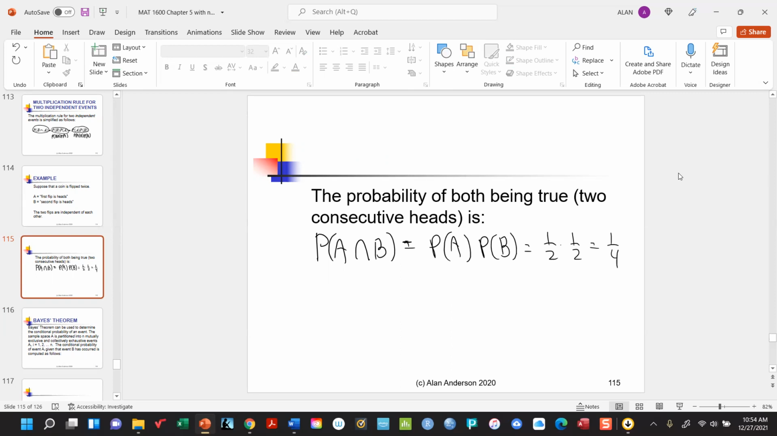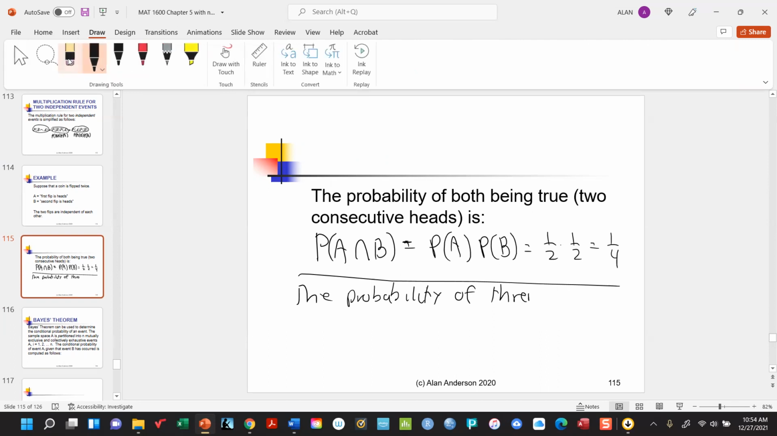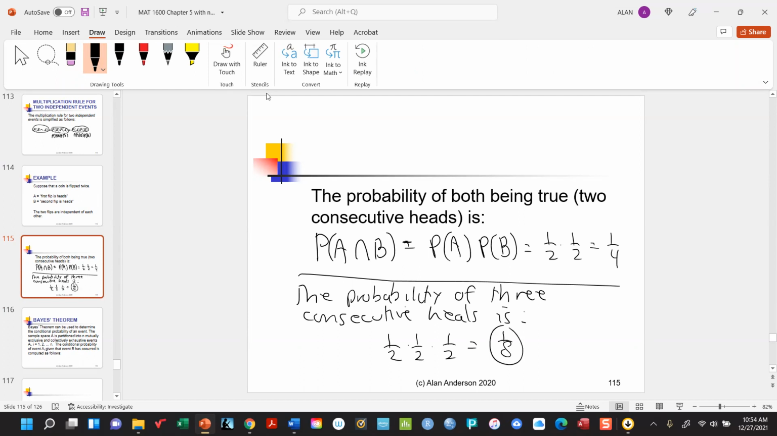And based on that logic, let me just throw this in here too. The probability of three consecutive heads, based on the same reasoning, it would simply be a half times a half times a half, which is 1/8. And again, it's because the flips are not related to each other.